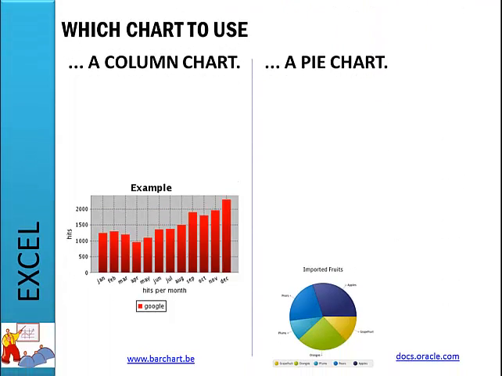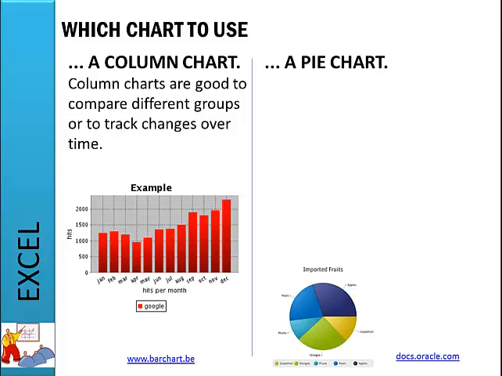And here you can see a column chart. The column chart is comparing things over time. So what happened in January, in February, what happened in March, April and May. And the pie chart you can see is just comparing how many of something.